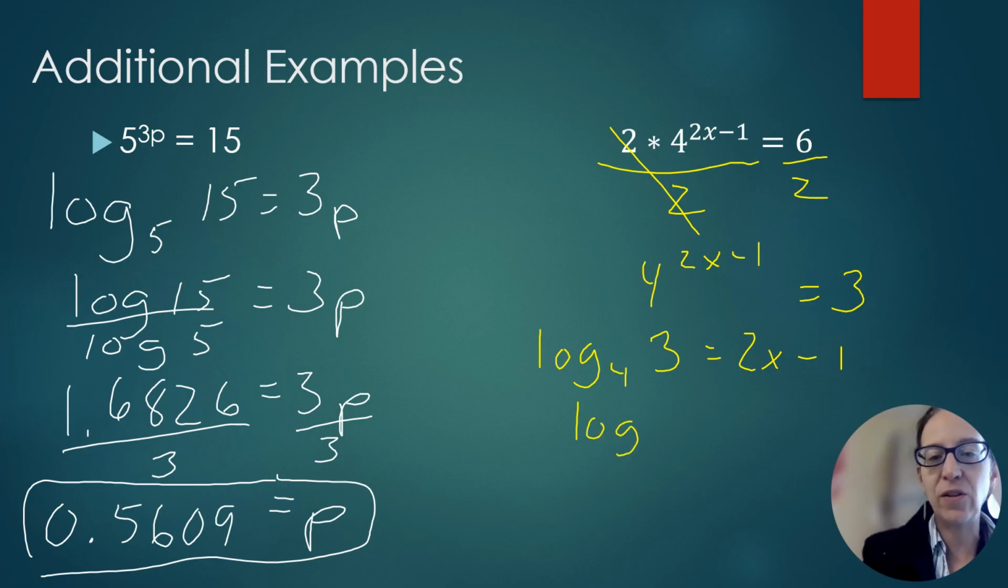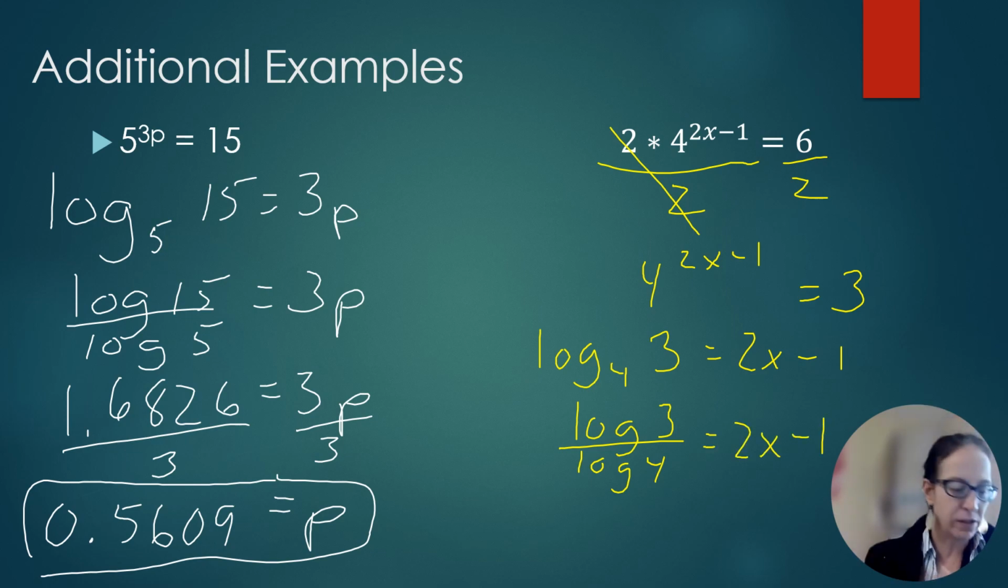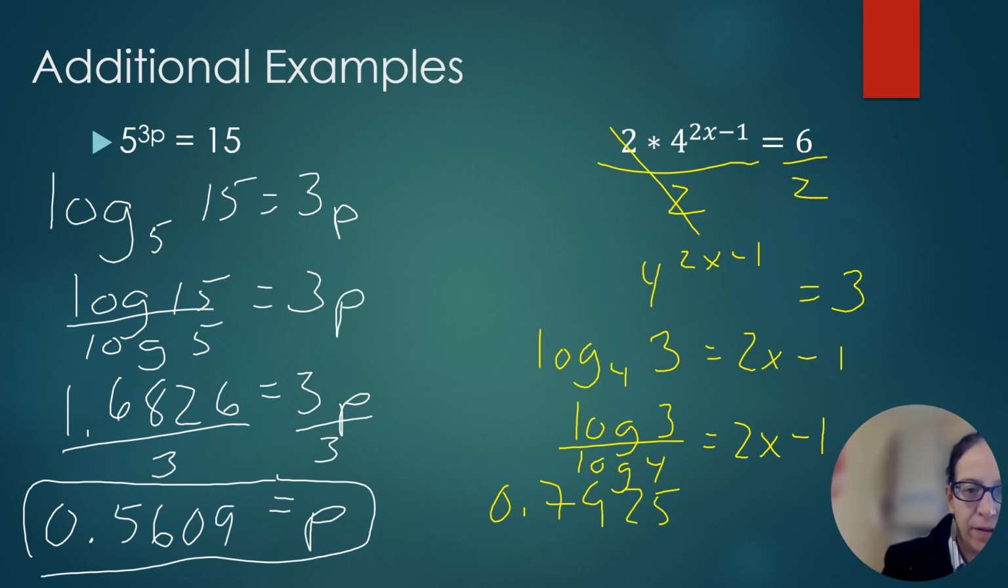And then this would be the log of the attic divided by the log of the basement. You do not have to do that step if you want to use Desmos or a calculator that does it. So log base, oh, I did that backwards. Log base 4 of 3. So that is 0.7925. And then my last step is to solve.